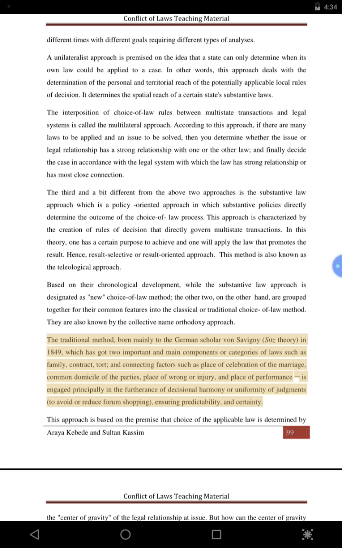The traditional method, owed mainly to the German scholar von Savigny's theory of 1849, has two important and main components: categories of laws such as family, contract, tort, and connecting factors such as place of celebration of the marriage, common domicile of the parties, place of wrong or injury, and place of performance. It is engaged principally in the furtherance of decisional harmony or uniformity of judgments, to avoid or reduce forum shopping, ensuring predictability and certainty.